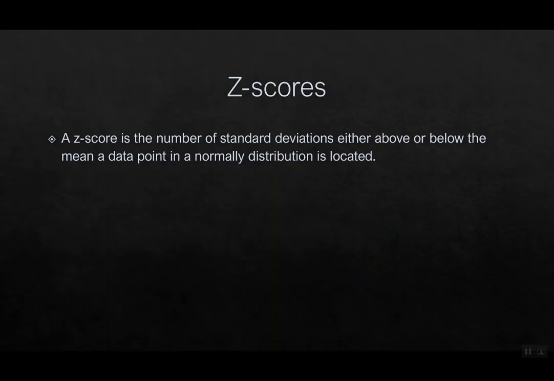Today we'll talk about z-scores. A z-score is the number of standard deviations either above or below the mean a data point in a normal distribution is located.